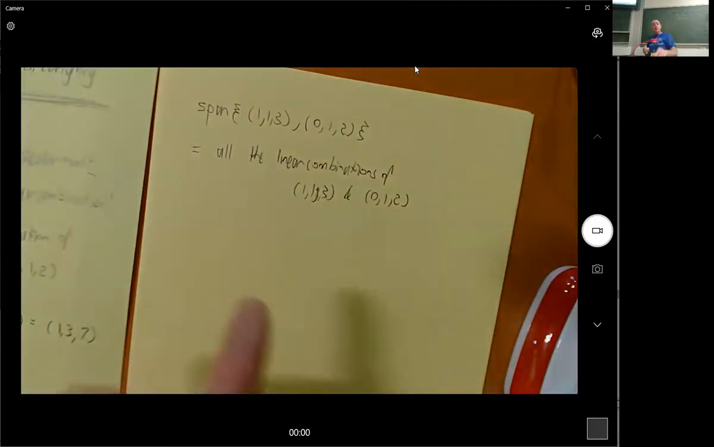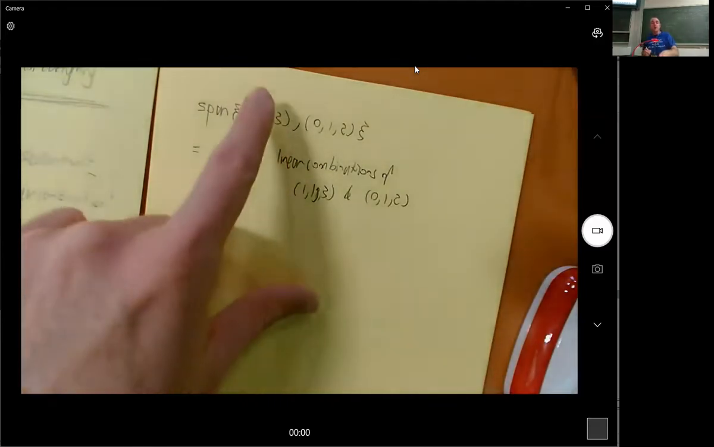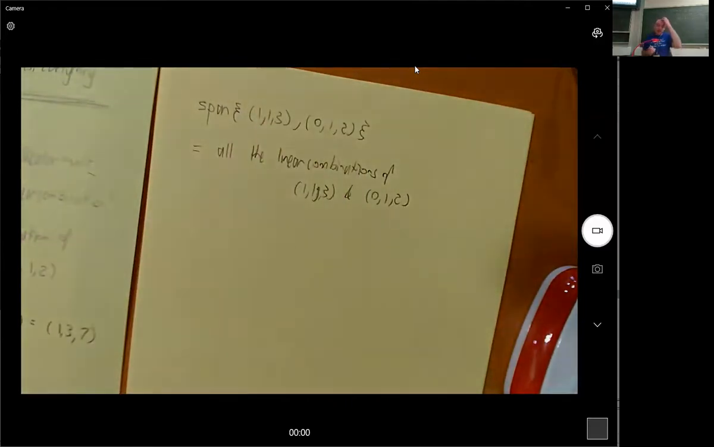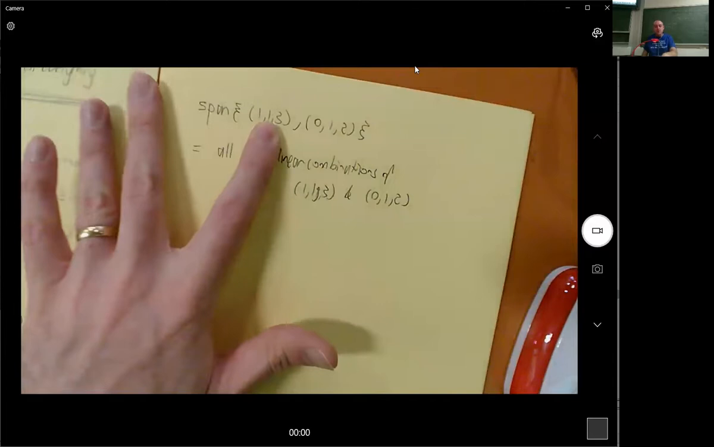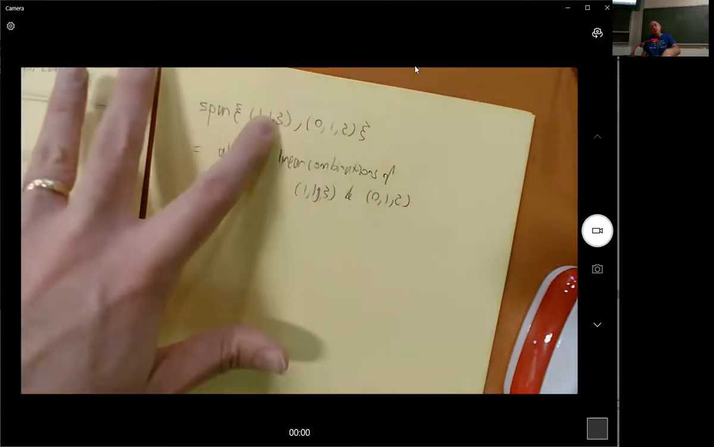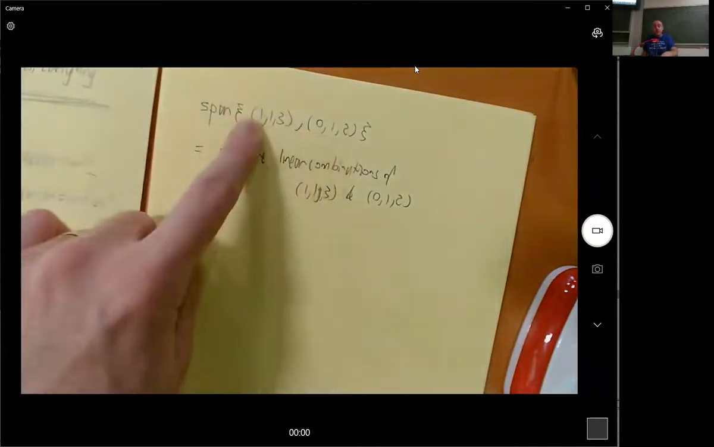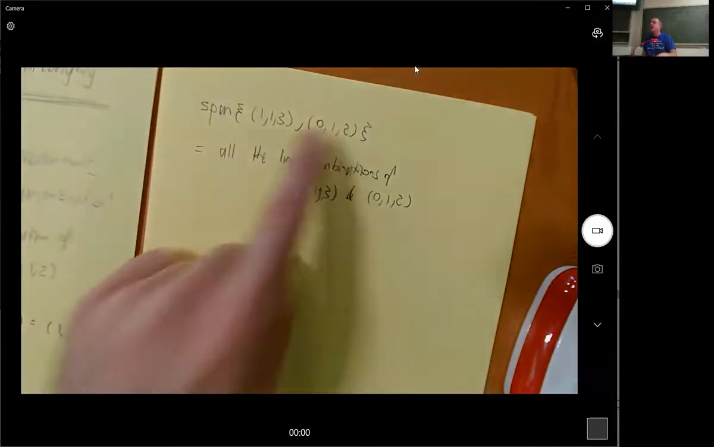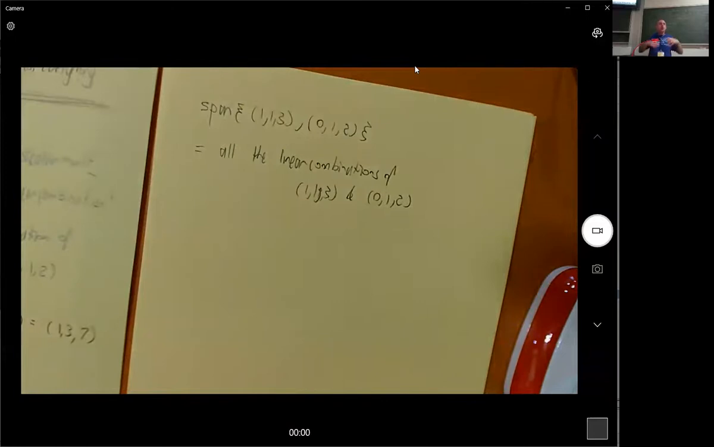So anything that I can possibly make with some multiple of this and some multiple of this added together, including negative numbers or any numbers at all. It's allowed to be any real number. And I'm allowed to have 0 of this and 15 of that, or I could have 212 of this and minus 0.5 of that. And I could have 0 of this and 0 of that. That's okay as well. Any of those linear combinations, all of them together, is called the span of those things. And the action of doing that is called spanning.